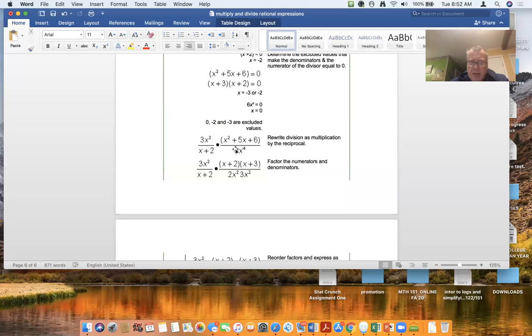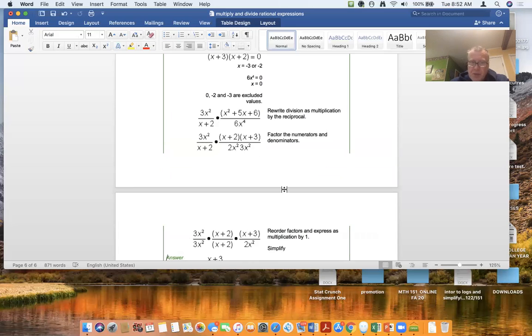Now let's take a look at that 6x to the fourth. If I think about it, I need an x squared here. I'd like to match it up with the x to the fourth. Well, if I write x squared times x squared, I have x to the fourth. And then the 2 times 3, that's where the 6 comes from. Why did I do that? So I can match up the 3's.